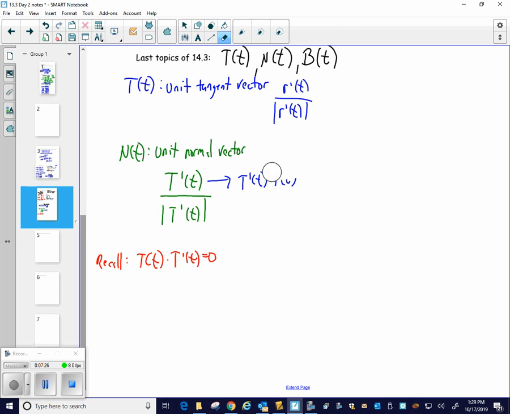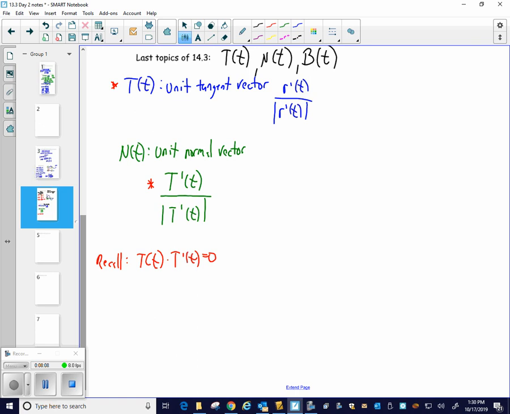perpendicular to T(t). And all I'm doing by dividing by the magnitude of T'(t) is making it a unit vector. I hope that made sense because it didn't sound like the way I was explaining it was all that good. But T(t) and T'(t) are perpendicular to each other by the definition that I've got written down below. So that makes T'(t) a normal vector, and by dividing by its magnitude, it becomes a unit normal vector.